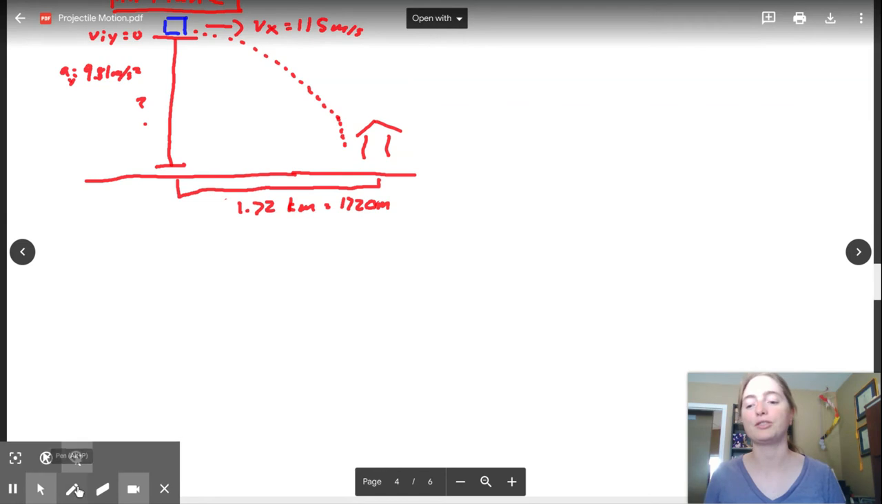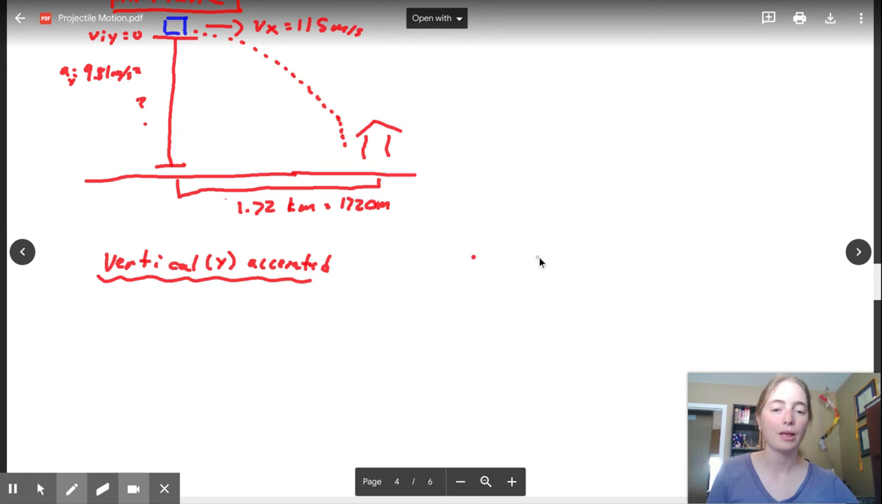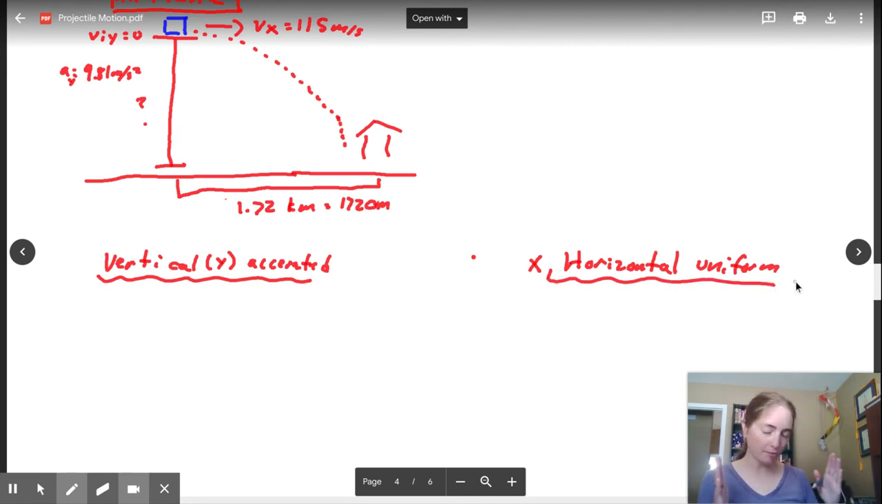All right, so remember, you need to organize your work into your vertical and horizontal. I'm going to label this here for you. My vertical, which is Y, is accelerated. X, which is your horizontal, this is uniform. Okay. So by organizing your page into the two columns, vertical and horizontal, your life is going to be infinitely easier.